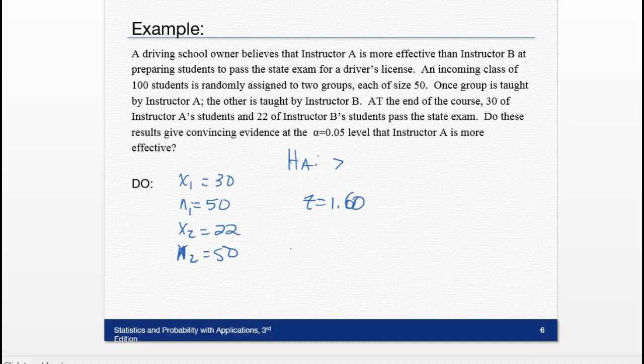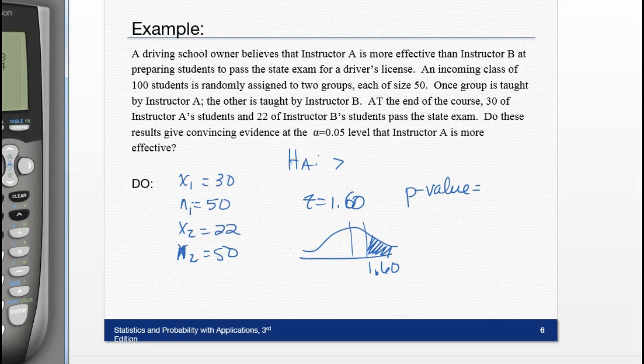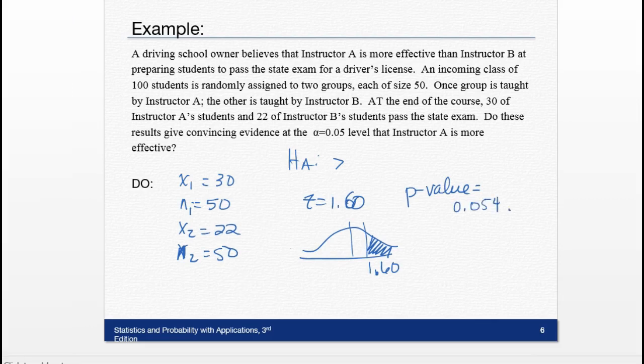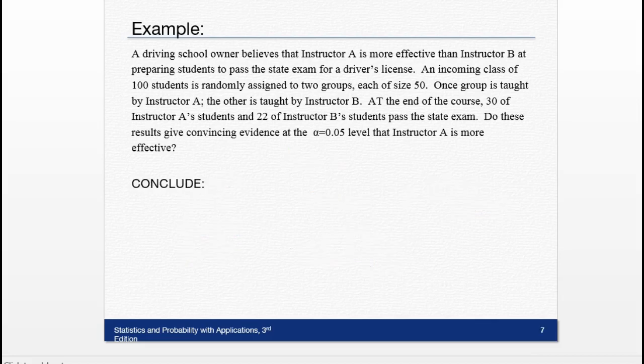1.60. So I need to draw my curve. Draw the curve. Here's the center. So 1.6 is over here. So shade it. And the p-value is 0.054. Okay. Now that's going to be helpful on our conclude step. All right. We jump to the conclude. Remember what p was. Let's rewrite p real quick.